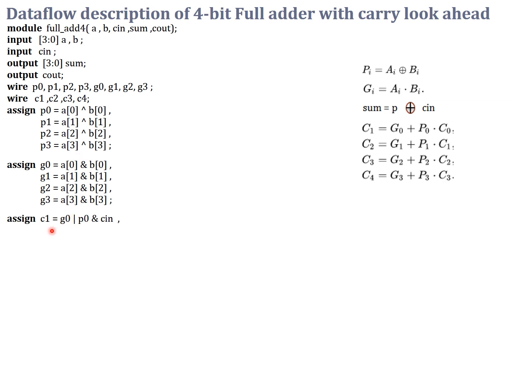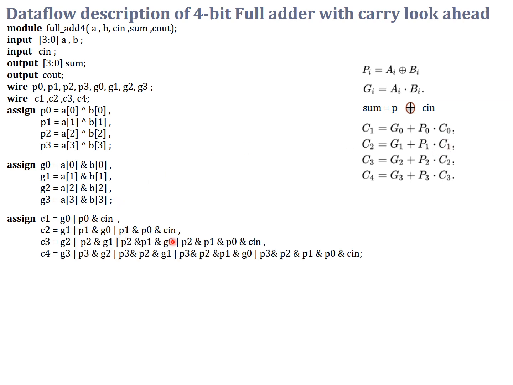Carry C1, according to this, is G0 plus P0 C0. C0 is nothing but the initial carry Cin, and then the next one will be G1 plus P1 into C1. This previous equation will be substituted, and with the substitution we get the 4 carry equations. And finally the sum is calculated using sum is equal to P XOR Cin. So we have sum of 0, which is P0 XOR Cin, sum of 1, which is P1 XOR C1, and sum of 2 and sum of 3 calculated.